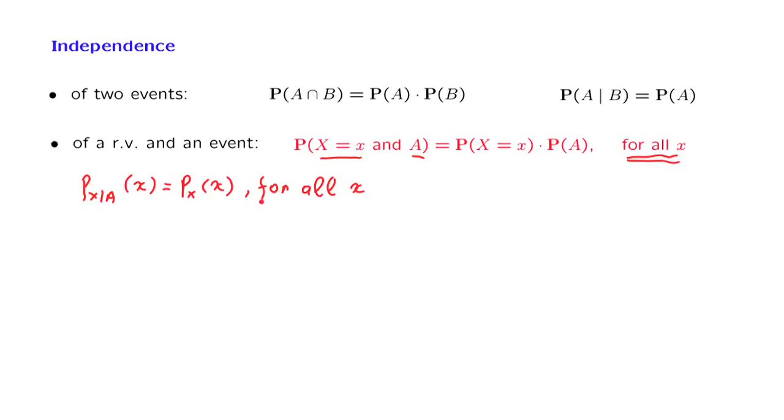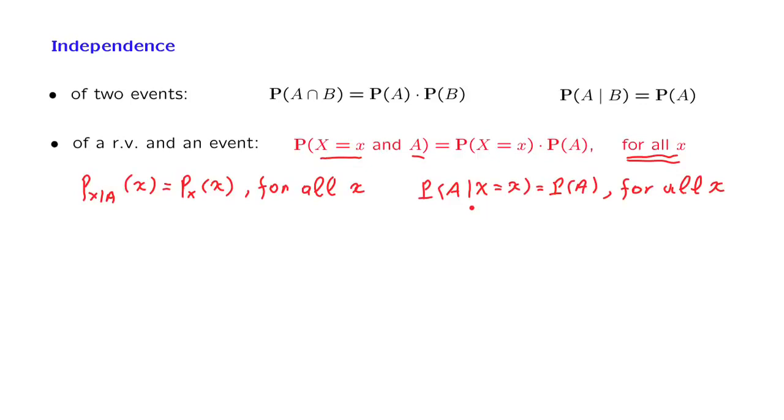We also have a symmetrical interpretation. If I tell you the value of X, then the conditional probability of event A is not going to change. It's going to be the same as the unconditional probability. And again, this is going to be the case for all values of x. So no matter what I tell you about X, your beliefs about A are not going to change.